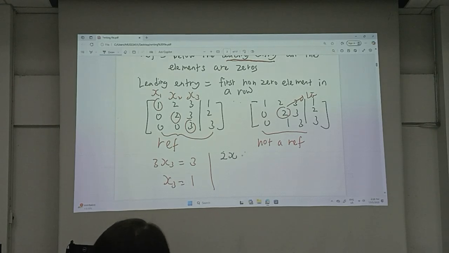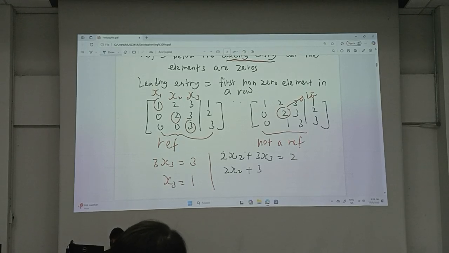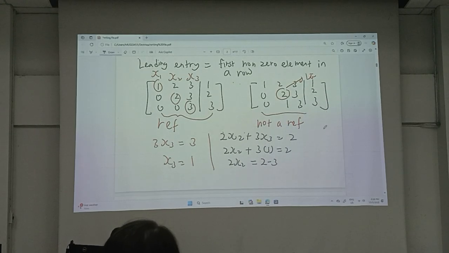2 times S2 plus 3 times S3 equals 2. S3 we have found out, so we plug in 1. As a result, 2 S2 equals 2 minus 3. So 2 minus 3 equals negative 1. So S2 equals negative 1 over 2.